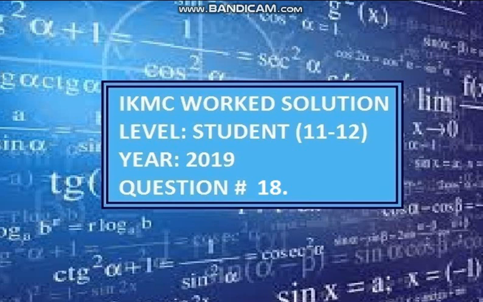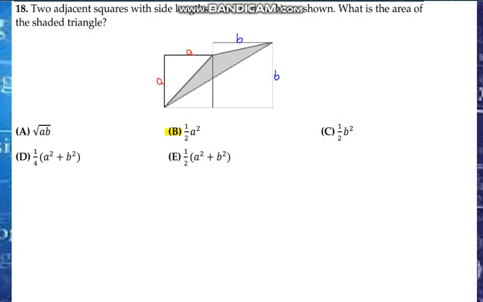Question number 18. So for question 18, we have two squares of side lengths A and B. Since A is smaller than B, we can assume that the smaller square will have the side length A. Okay, so the question asks for the area of the shaded triangle.